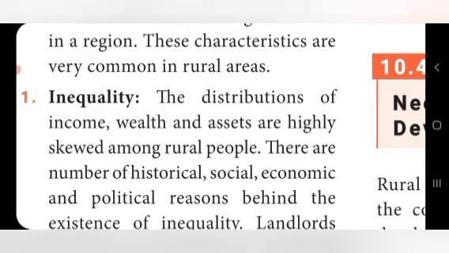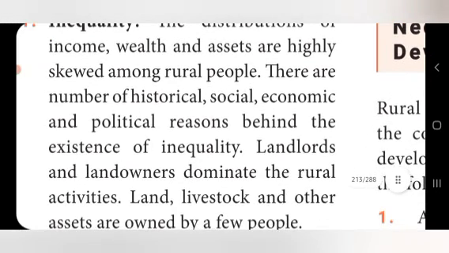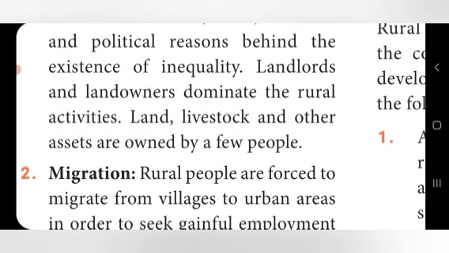Inequality. Inequality means the distribution of income, wealth and assets is highly skewed among the rural people. There are a number of historical, social, economic and political reasons behind the existence of inequality. The landlords and landowners dominate the rural activities. That's why this much inequality happens there. Land, livestock and other assets are owned by a few people only. The rest of the people are like slaves. So inequality prevails there.